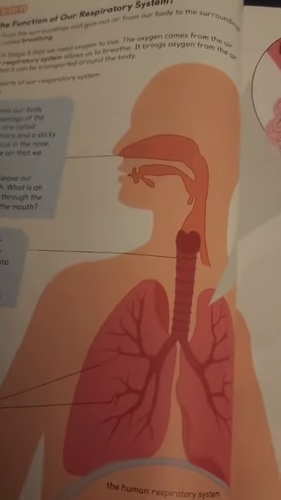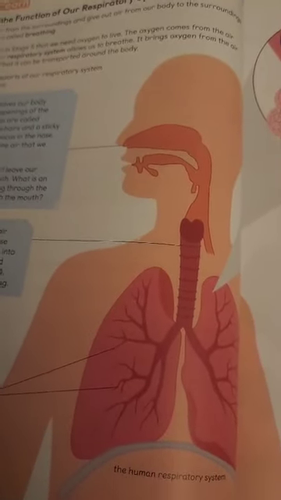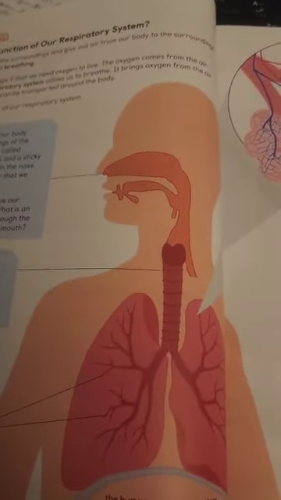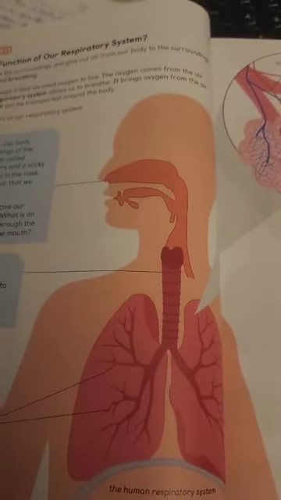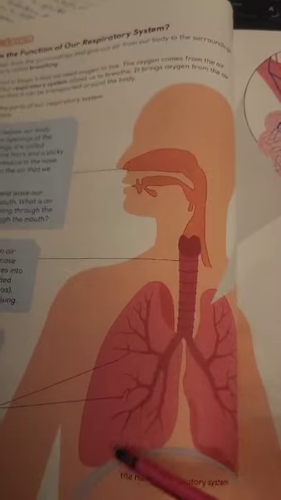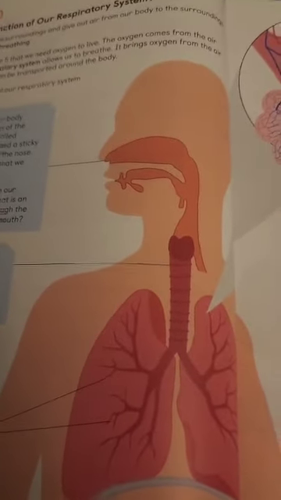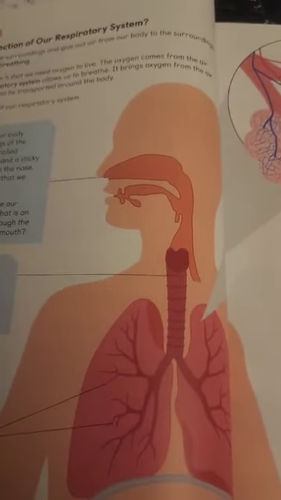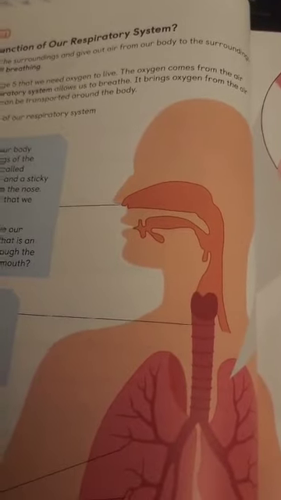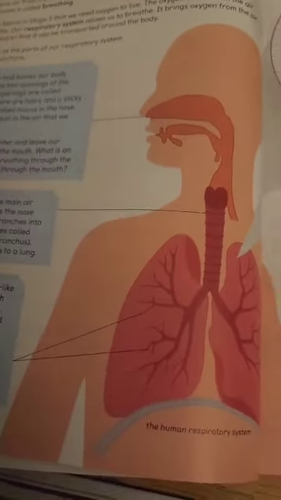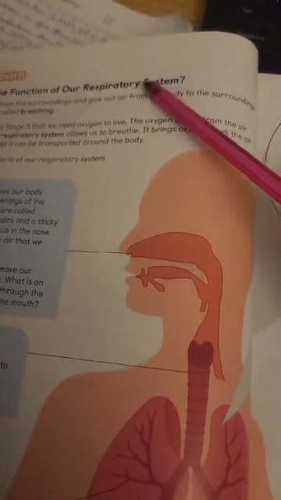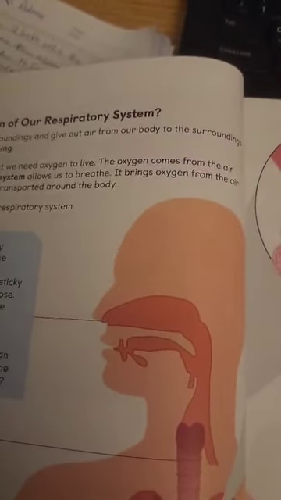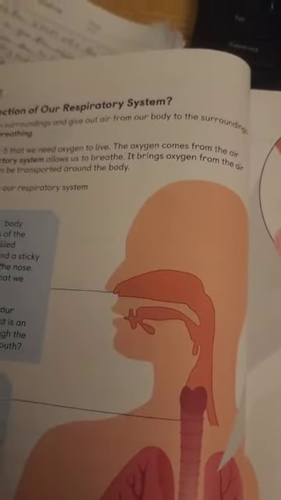In order to understand this lesson, we have to know what the organs of the respiratory system are. What do we mean by organs? By organs we mean the small parts that all work together to form a system. When we say a system, we mean that more than one organ works together in a harmonious way to perform a specific function.